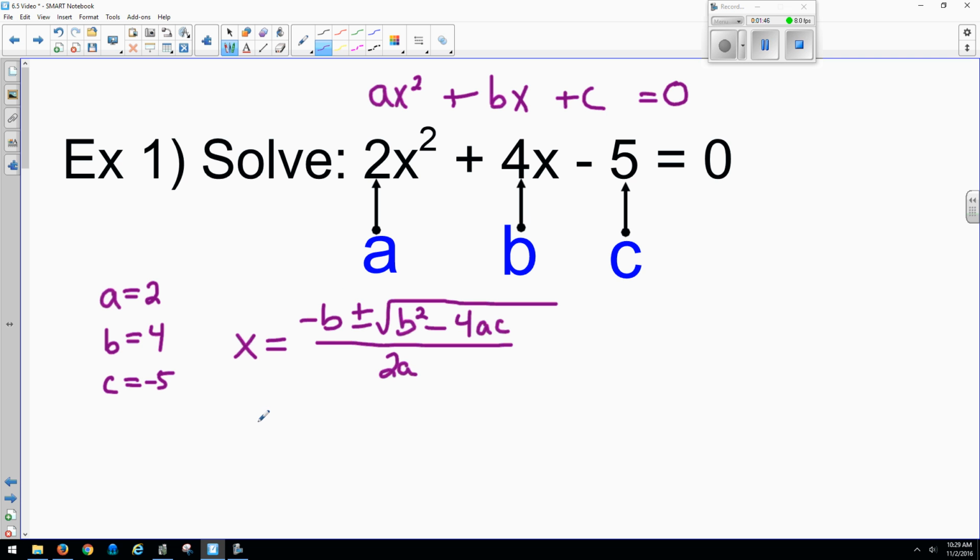And so I'm just going to go ahead and substitute all of these values. I really recommend using parentheses when you're substituting, especially with negative numbers. So I'm going to put parentheses around the 4, that's my b value. I'm going to put parentheses around the 4 again, and anything I'm substituting, I'm going to put parentheses around.